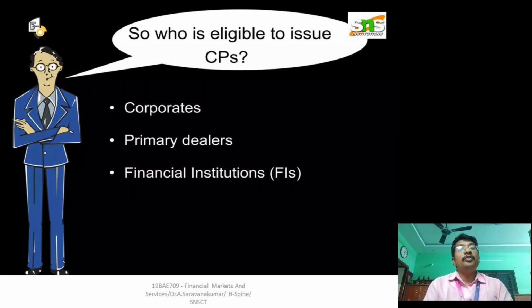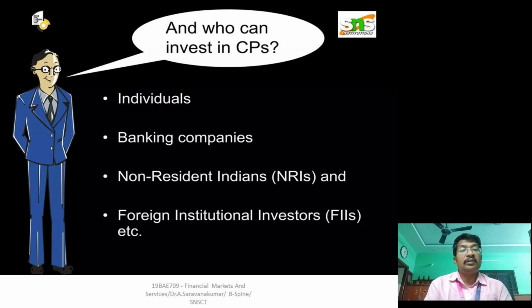So, who is eligible to issue commercial papers? Corporates, primary dealers, and financial institutions are the only ones eligible to issue commercial papers. And who can invest in commercial papers? All individuals, banking companies, NRIs, non-resident Indians, and FIIs, foreign institutional investors, are ready to invest in commercial papers.